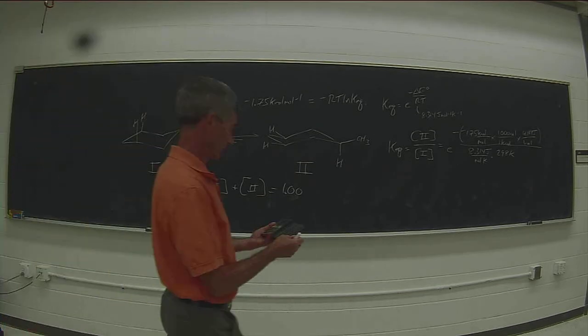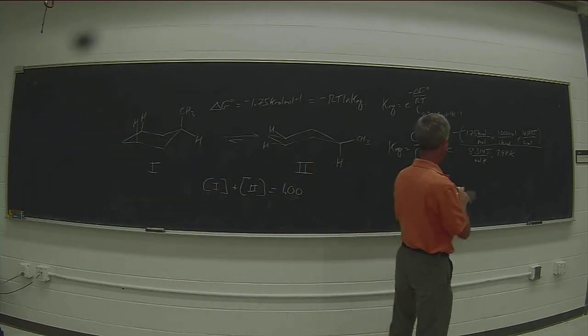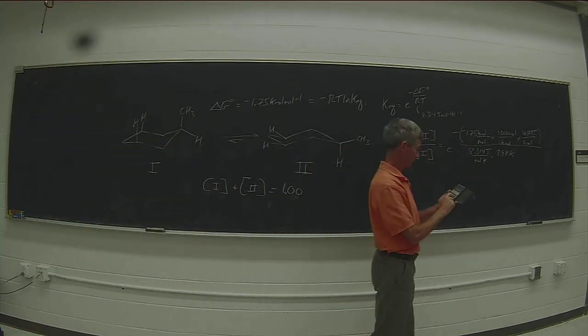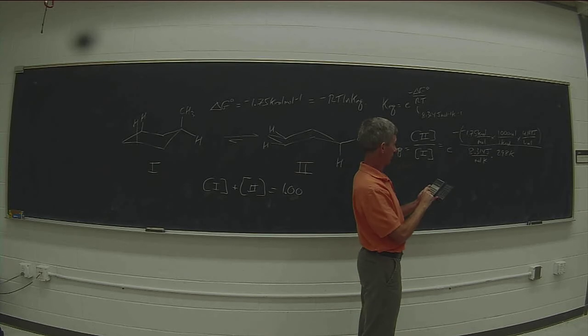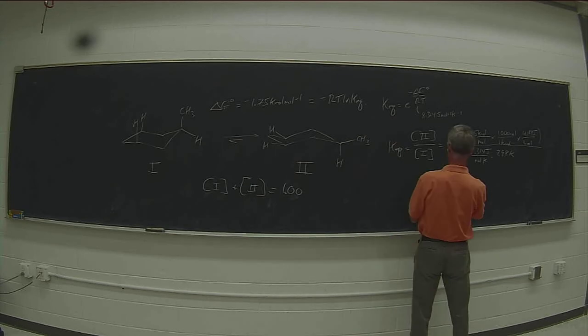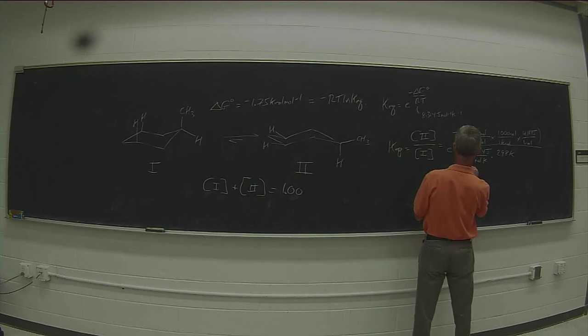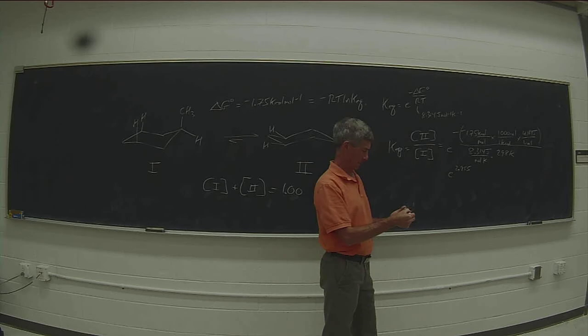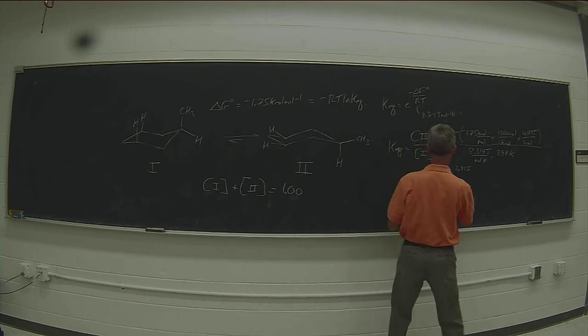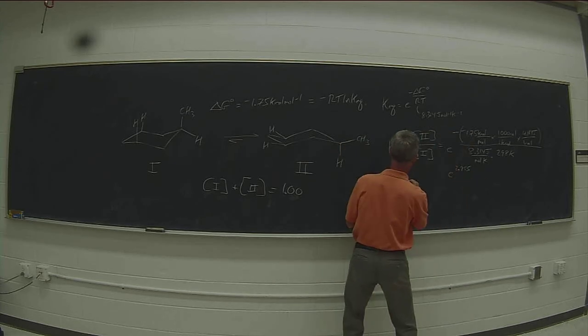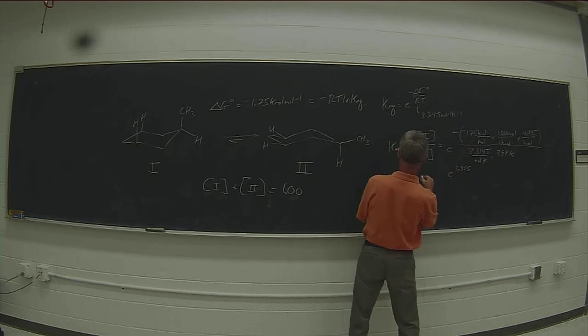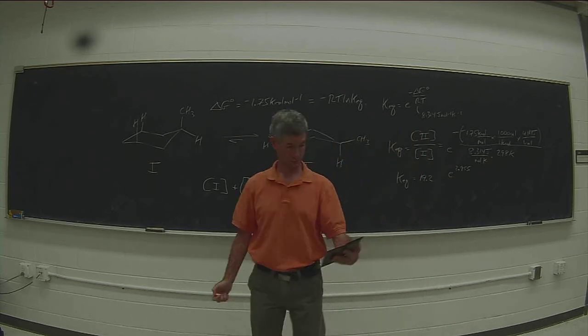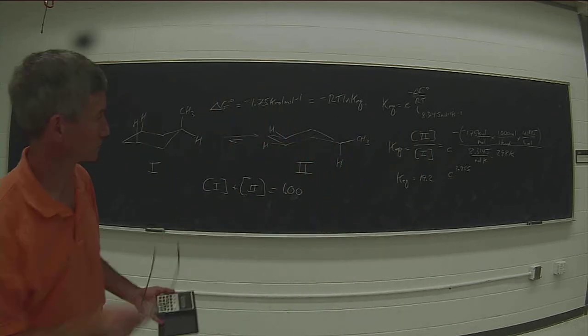And if I plug those numbers into the calculator, the two minus signs will cancel. And I come up with e to the 2.955 and an equilibrium constant, Keq, of 19.2.